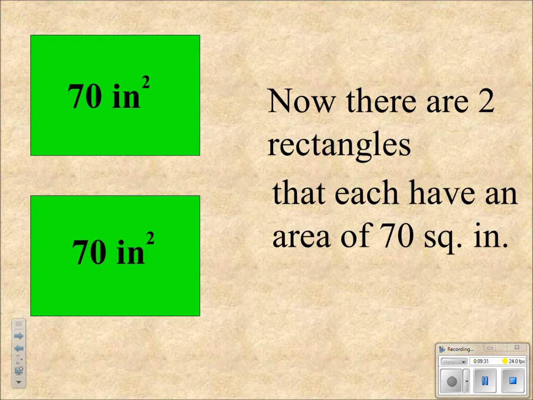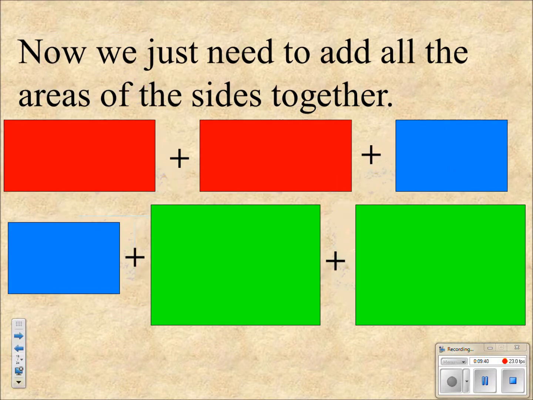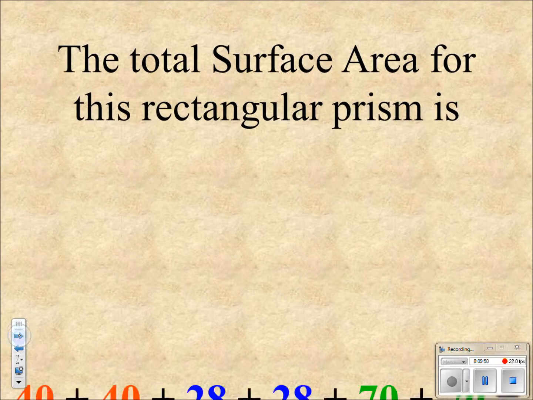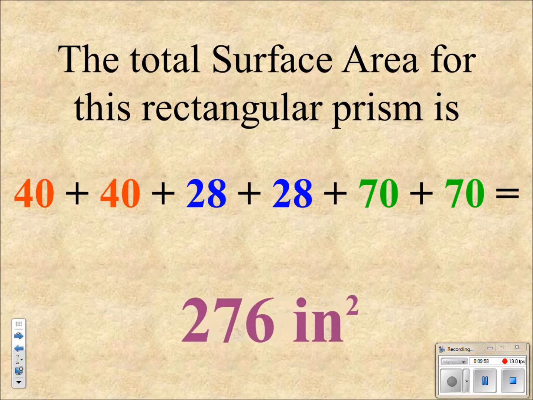And now the final step is we have to add all of the areas together. So here are all the faces that we had with their areas written inside of them. Now we just need to add all of those 6 faces together to get our surface area. So it's 40 plus 40 plus 28 plus 28 plus 70 plus 70, which gives us a grand total of 276 square inches.